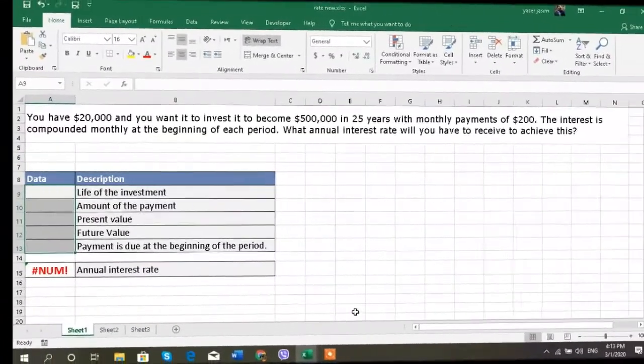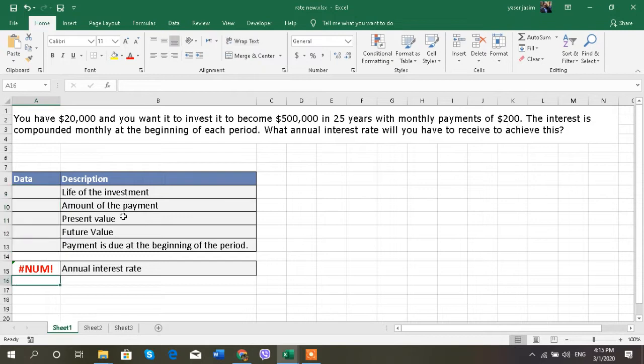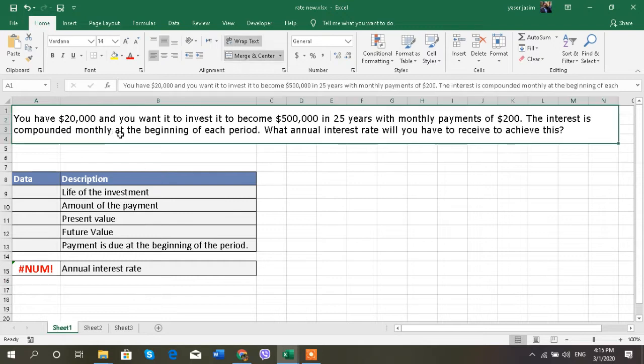The rate function. Hi again. This is the rate function. And how do we calculate the rate function? As I said, first thing, you need to read the question or the requirements very well and then analyze it, put a highlight on the numbers or values that you need to convert it to this table and then calculate the rate function.